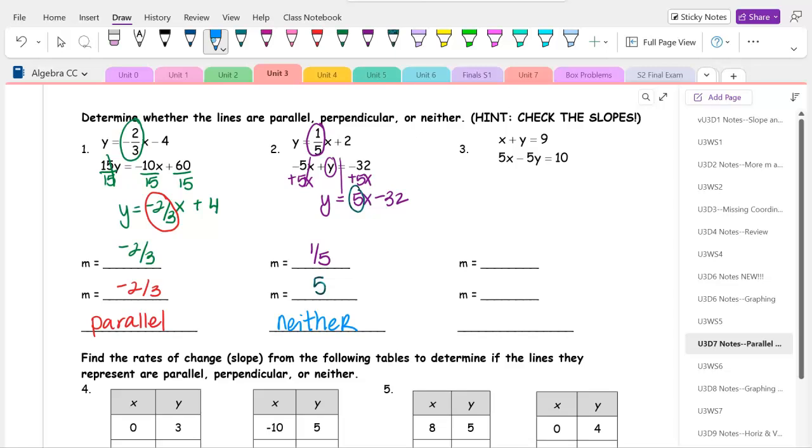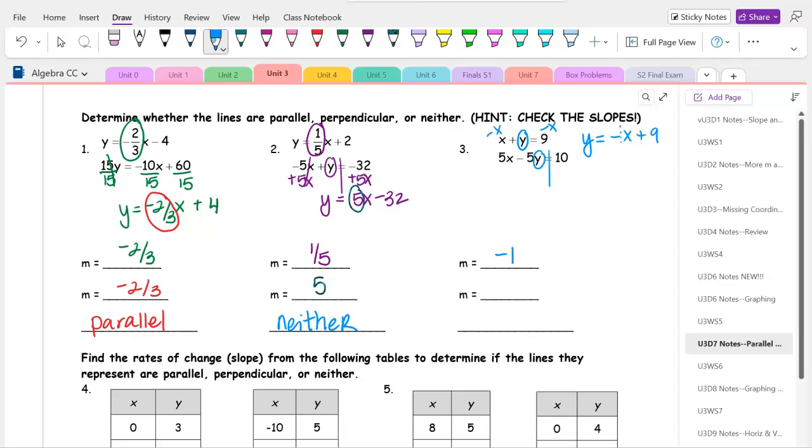All right, our last one, you don't have a y equals for either, so we are going to have to go ahead and solve for y for both. We'll start by subtracting our x over. That's going to give us y equals negative x plus 9. Remember, that's really a negative 1 for your slope. Now let's try it again.